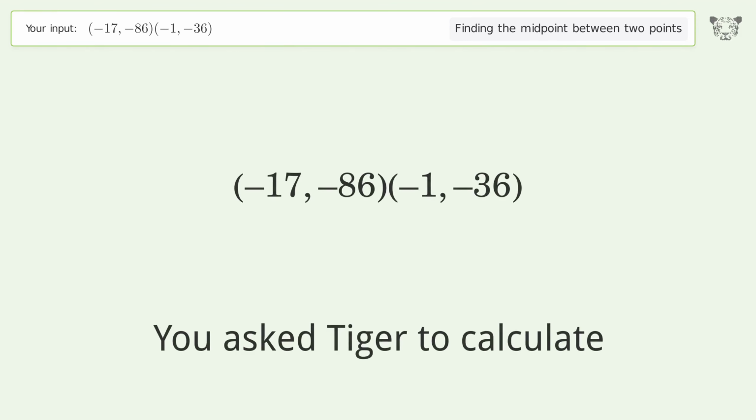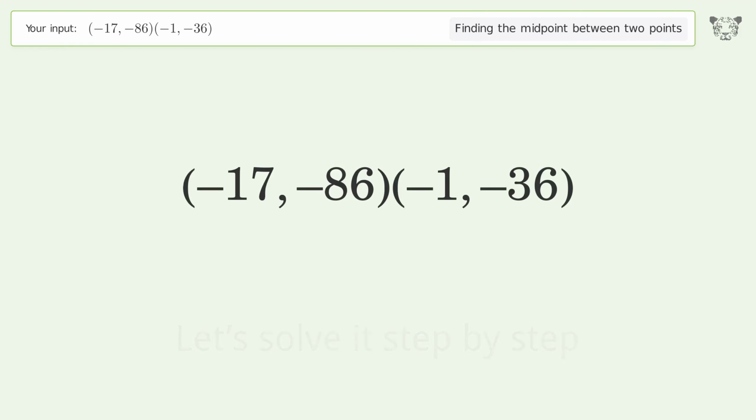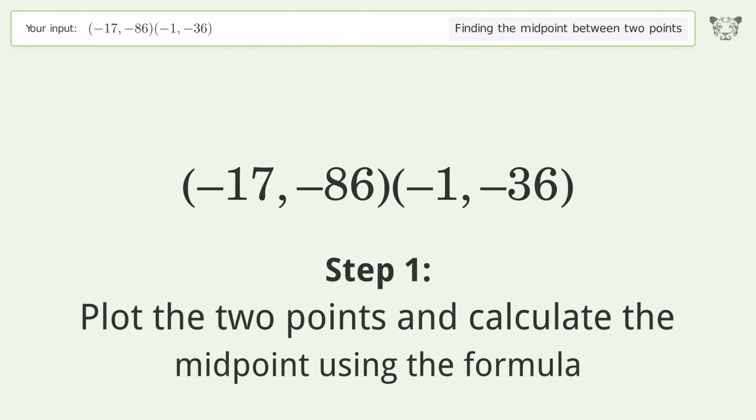You ask Tiger to calculate. This deals with finding the midpoint between 2 points. The midpoint between the 2 points is -9, -61. Let's solve it step by step. Plot the 2 points and calculate the midpoint using the formula.